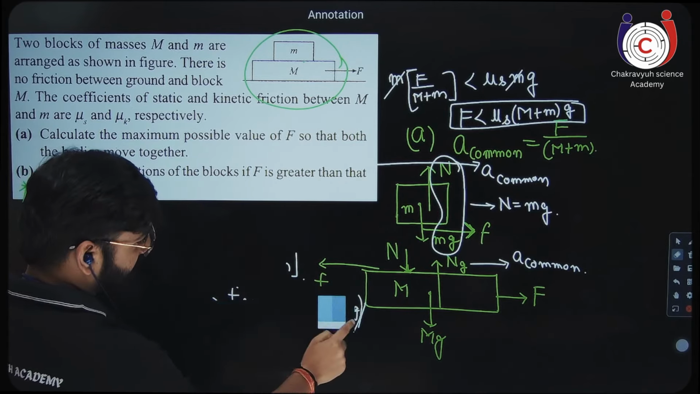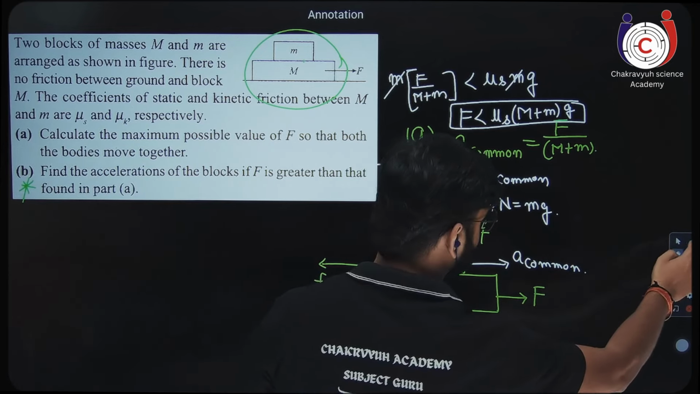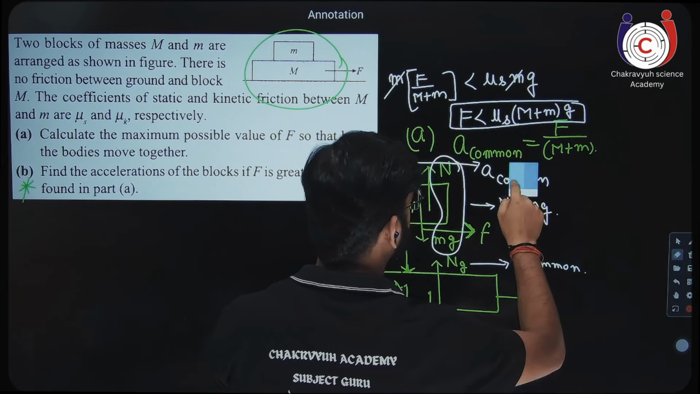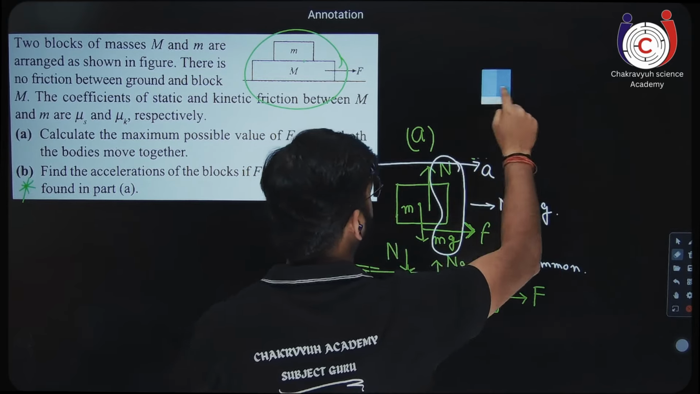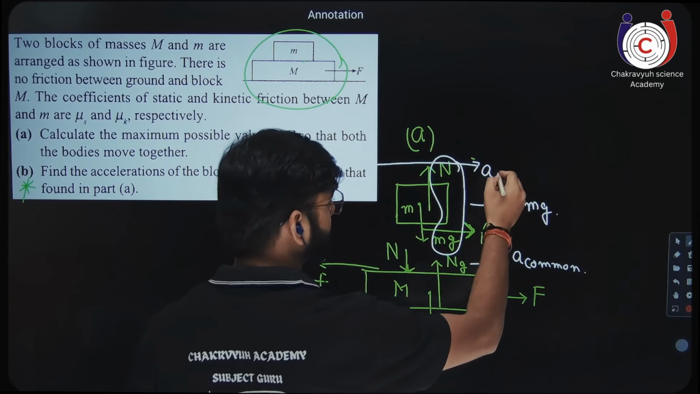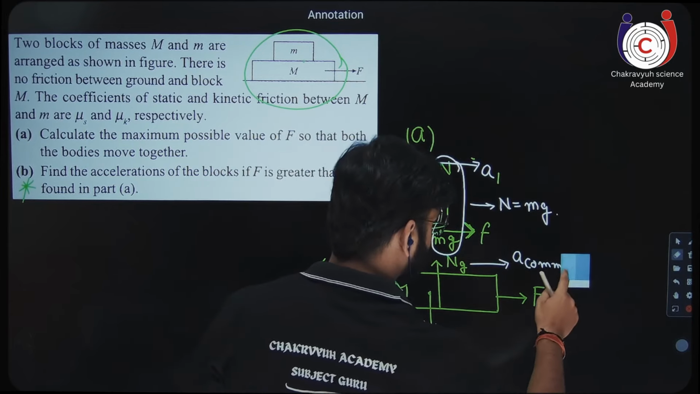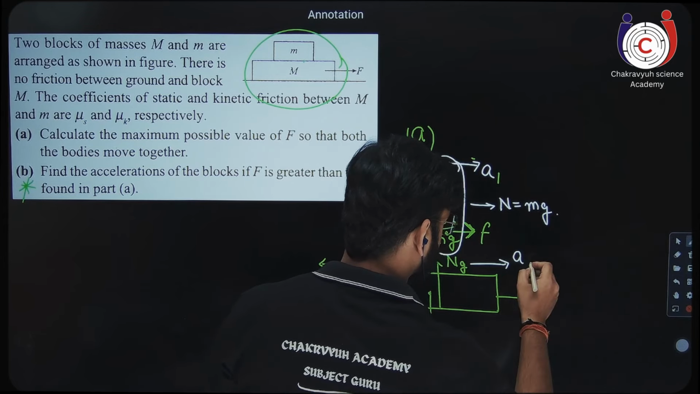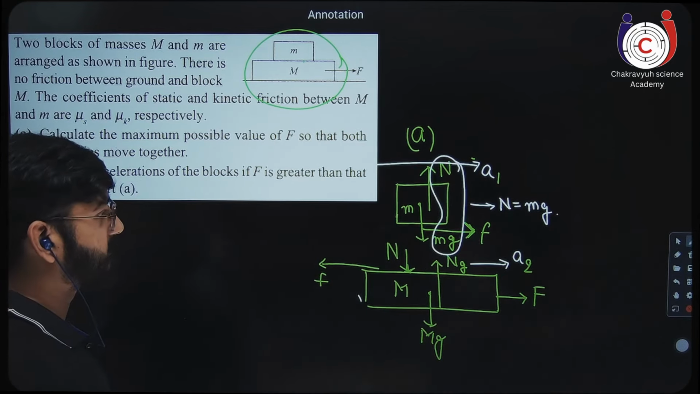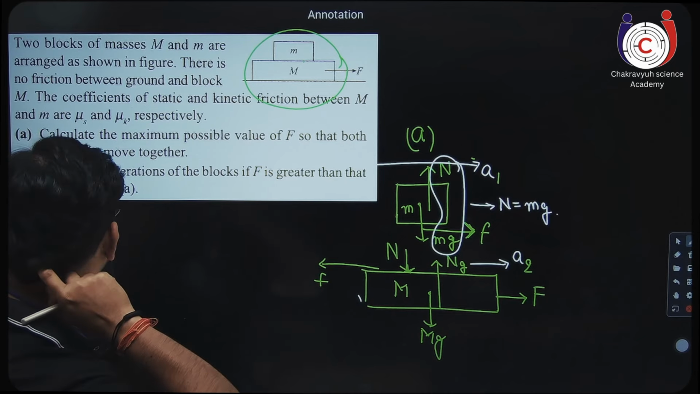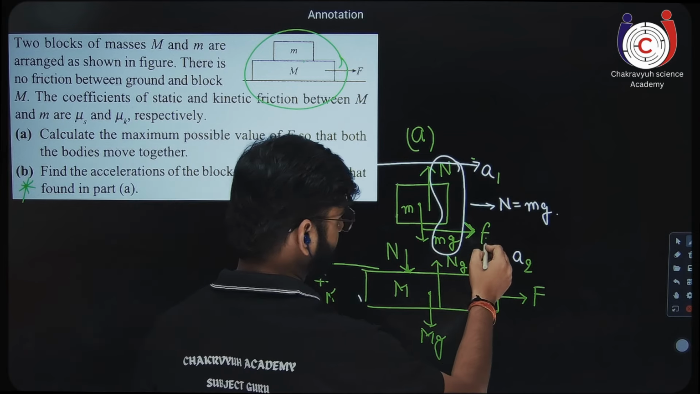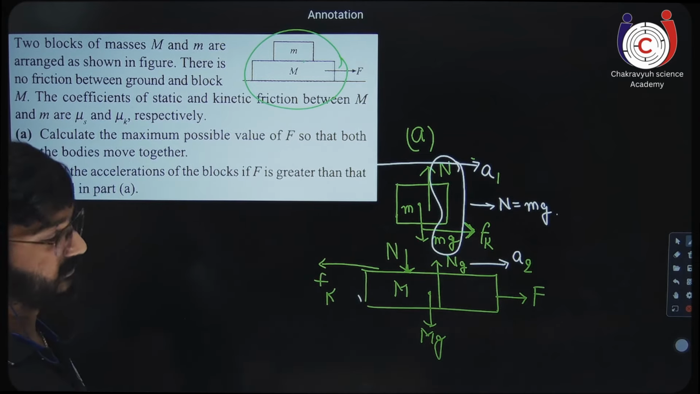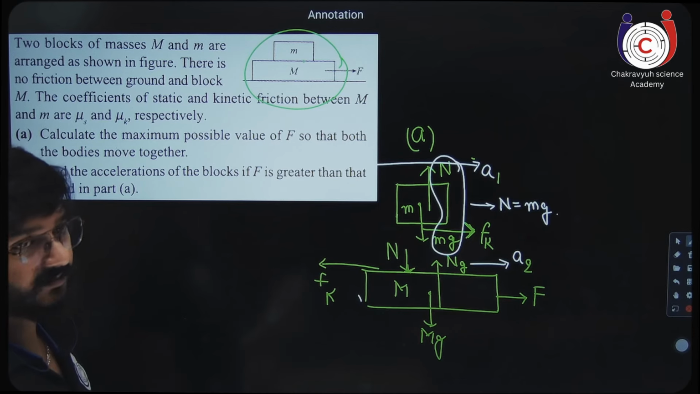So let's draw the free body diagram. There will be a small change. All of you have to draw the free body diagram again. This time there will be no common acceleration. This time it will be A1 and this time it will be A2. And they are moving relative to each other. So this will be Fs or Fk? Fk. Same free body diagram, but this time the acceleration will be different, A1 and A2.